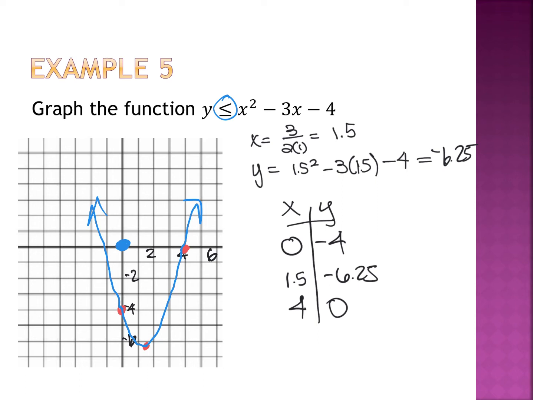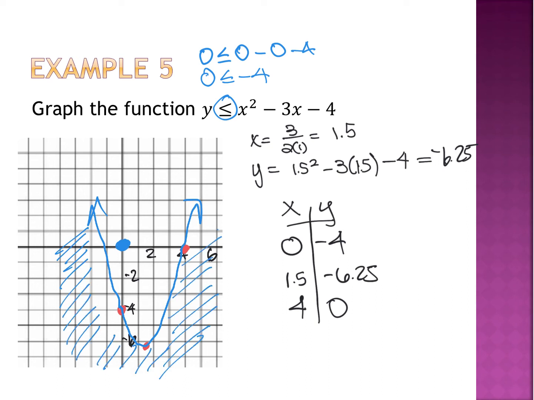Then what I'm going to do is plug this into my original equation. So I have 0 is less than or equal to 0 squared, which is still 0, minus 3 times 0, which is 0, minus 4. So I really end up with 0 is less than or equal to negative 4. Well, because that's not true, and my point is on the inside of this parabola, that tells me that I need to shade everything on the outside of my parabola, as this is where all my solutions are going to be.